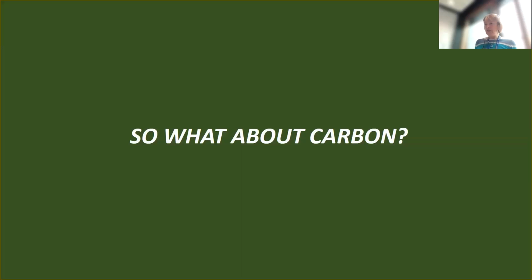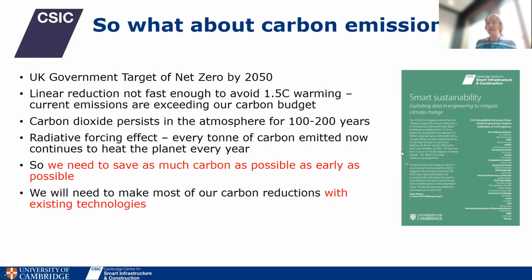I don't really have a lot of time for carbon, so I'm just going to say a couple of things very quickly. You'll all know about the targets of net zero by 2050 and so on. The big thing about carbon dioxide is that it persists in the atmosphere for 100 to 200 years. So every ton of carbon that we emit today is going to be there warming our planet for a century or more. So we need to save as much carbon as we can, as quickly as we can, and do as much as we can with existing technologies, while of course researching future technologies.